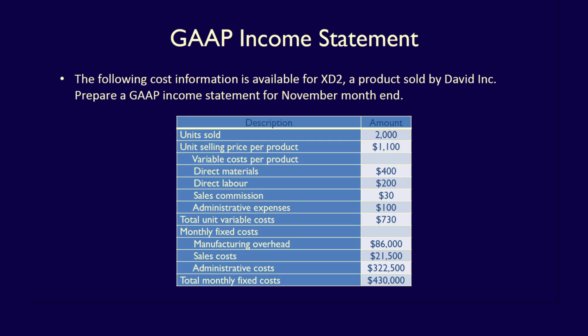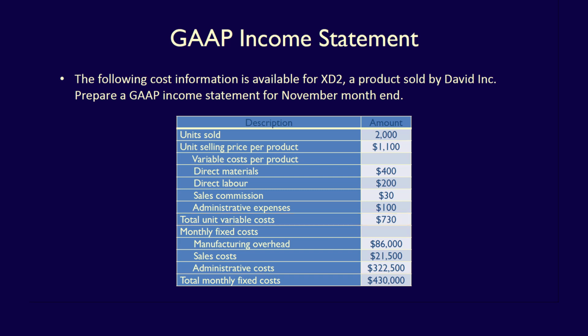David Inc. has the following information available for their product XD2 for the month of November. Units sold, 2,000. Selling price per unit, $1,100. We then have all the following per unit variable costs. Direct material of $400, direct labor of $200, sales commission of $30, and administrative expenses of $100. The total variable cost per unit is therefore equal to $730.